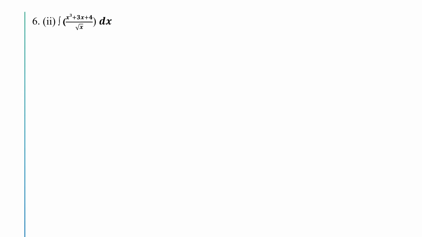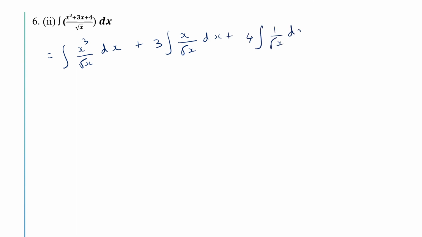The next question, integral x cube plus 3x plus 4 divided by root x into dx. So this is equal to integral, again we have to divide each term by root x to simplify. X cube by root x dx plus 3 integral x by root x dx plus 4 integral 1 by root x dx. So this is equal to integral x cube divided by root x is x raised to 3 minus half. So it is x raised to 5 by 2 dx.